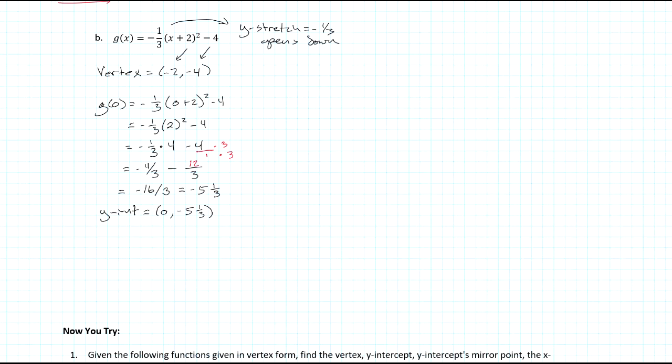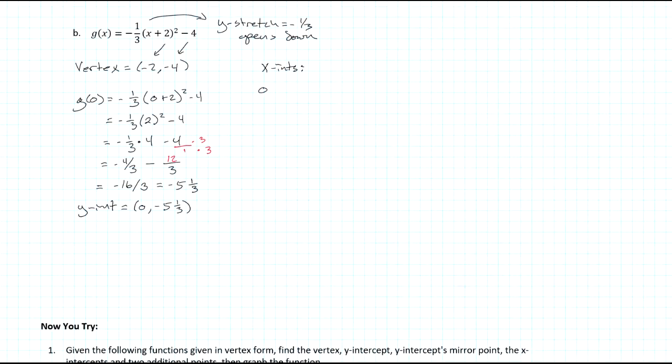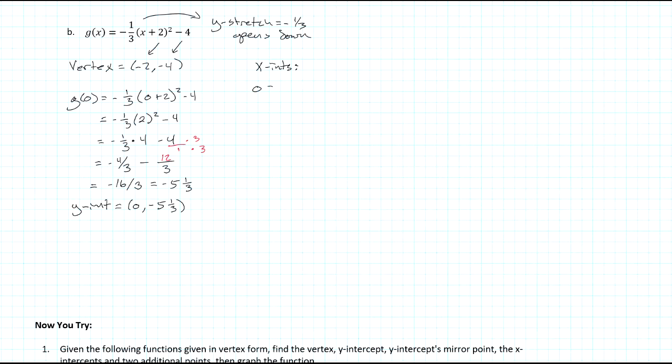Let's go ahead and find the x-intercepts now. I'm going to check for the x-intercepts first, just so I know how much space this is going to take, honestly, because the x-intercepts can take up a little bit of space, and I don't want to draw my graph in a way that's going to get in the way. So 0 equals negative 1/3 times (x plus 2) squared minus 4. So we'll add the 4 to the left first. So 4 equals negative 1/3 times (x plus 2) squared.